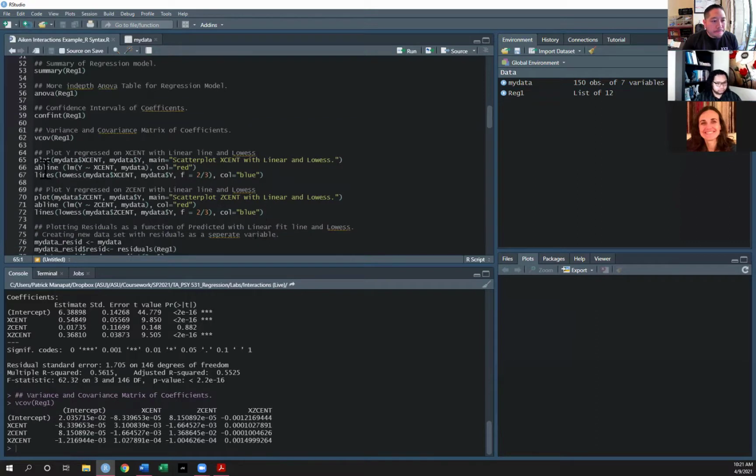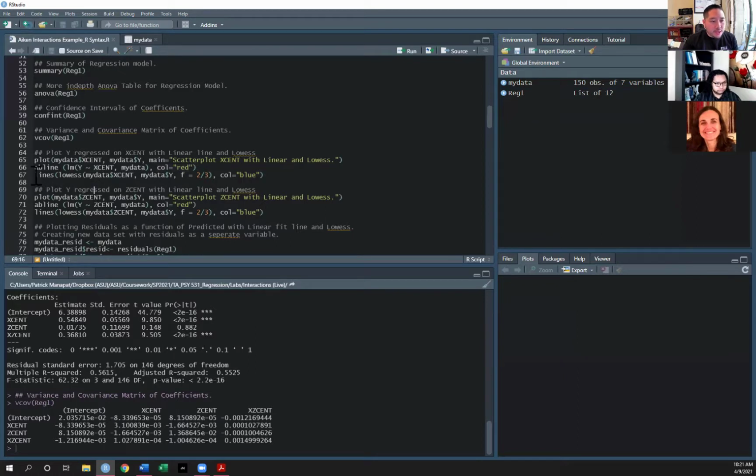Okay. So what I'm going to do is, now that we've seen that the interaction is significant, use some plots to get a better idea of what's going on here. I'm going to plot x-cent against y. Here's a title, scatter plot x-cent with linear and lowess. And then I'm going to use the abline function to add a regression line that predicts y from x-cent. We're using my data, and I want that line to be red.